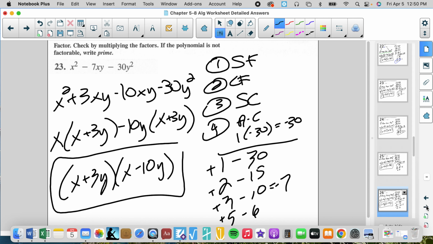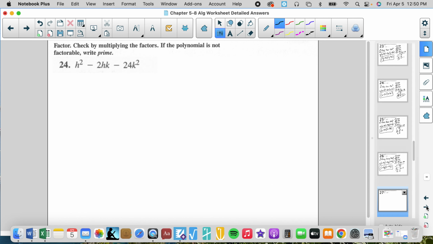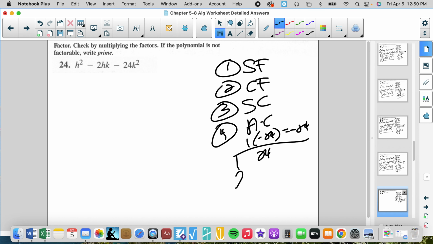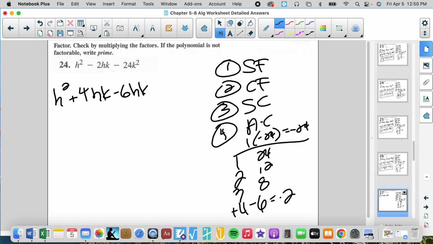Look, your work should look identical to mine. There's no reason that it should differ. Standard form, yes. H comes before K. Common factor, no. Special case, no. 24 is not a perfect square. A times C, 1 times negative 24. 1 and 24, 2 and 12, 3 and 8, 4 and 6. That's going to be negative, positive, gives me my negative 2. H squared plus 4hk minus 6hk minus 24k squared.